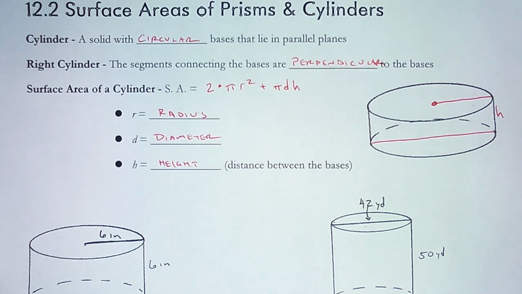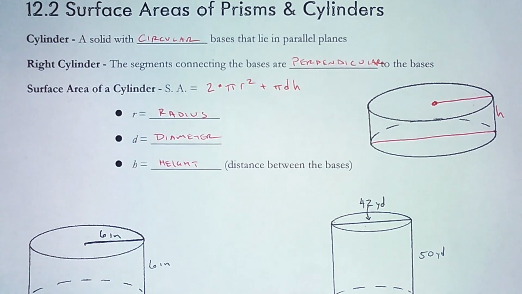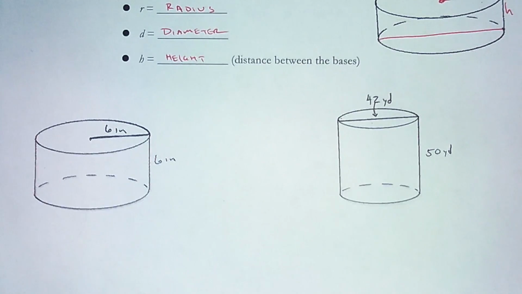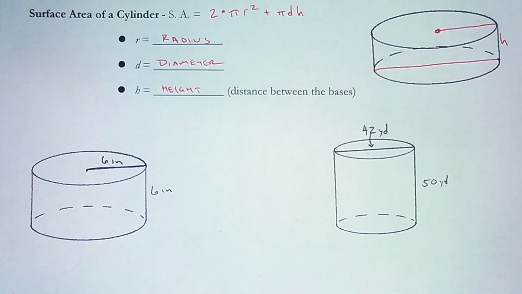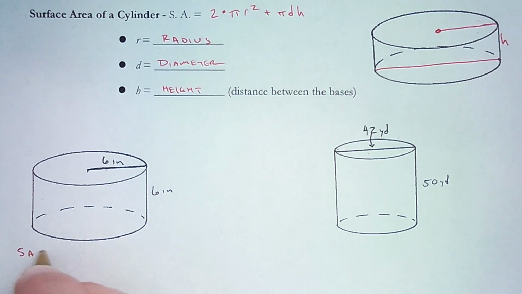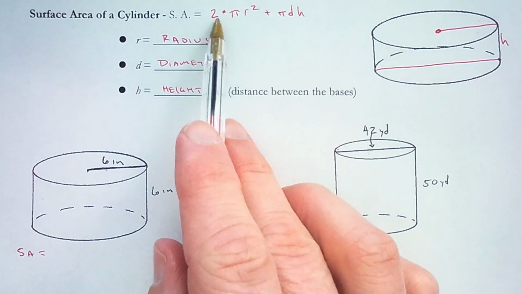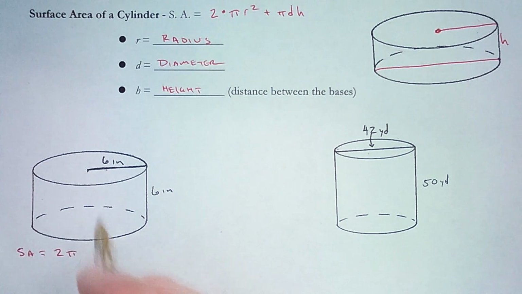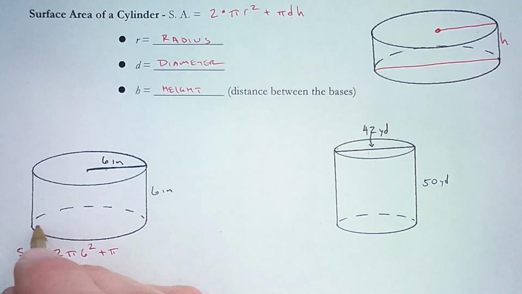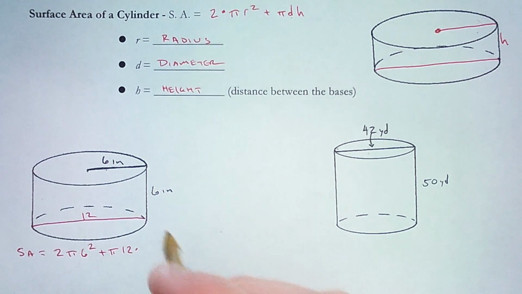So we are going to use that to find the surface area of 4 cylinders. So for our first cylinder, and I'll show the formula there, we've got a radius of 6 and a height of 6. So the surface area is 2 pi r squared. So that's 2 pi 6 squared plus pi dh. So that's pi, and then d is the diameter, which is all the way across, and that is 12. Times the height, which is 6.